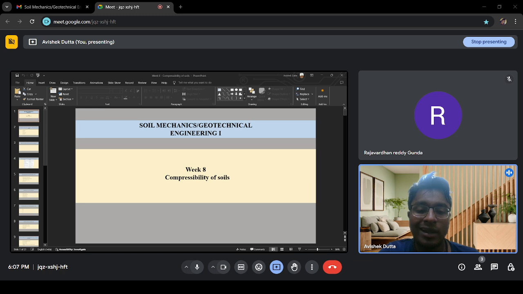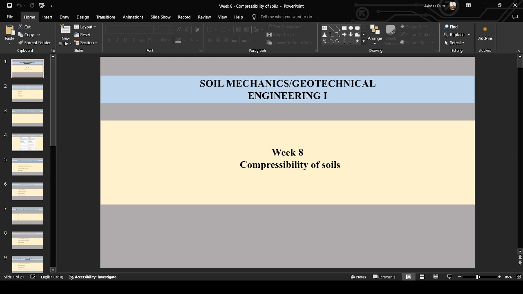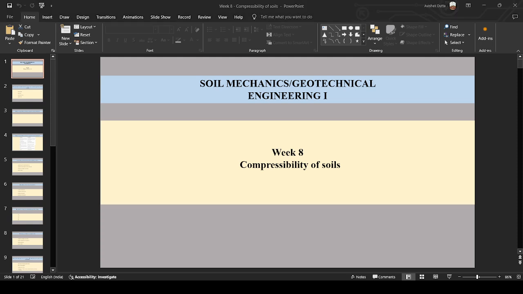Okay, so I'll directly switch to the PowerPoint presentation part. Is the PPT visible? I think you are not audible. You can also comment in the chat box. I believe the PPT is well visible now. So I'll just start dictating the questions. If you have any doubt, you can just mention it in the chat box. I will discuss your queries.